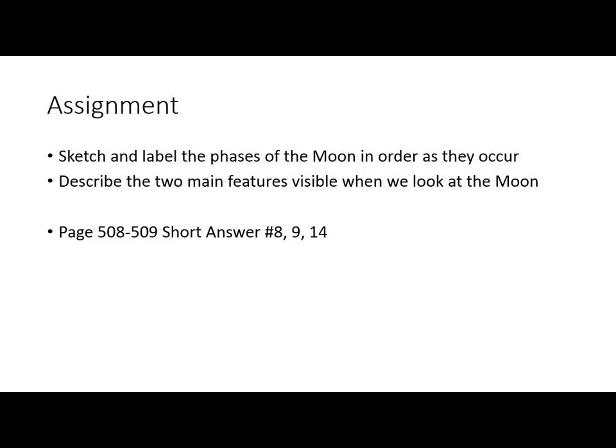And then it says describe the two main features visible when we look at the moon. Remember we talked about the man in the moon? I'll give you a hint for that one. I want you to tell me about the light regions, the regions that appear light, and the dark regions. And then normal short answer questions on pages 508 and 509, questions number 8, 9, and 14.